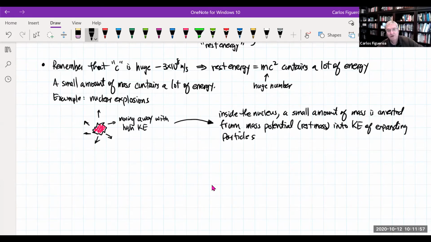You know what's really funny? I remember in the early 60s, movies would come out and people would say, oh, E equals mc squared is responsible for nuclear bombs.